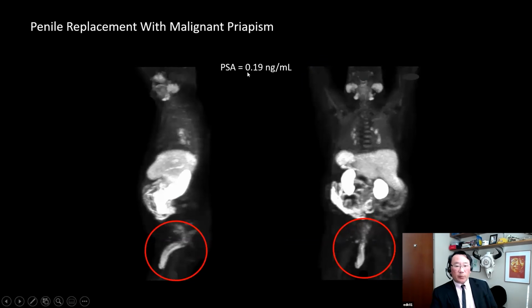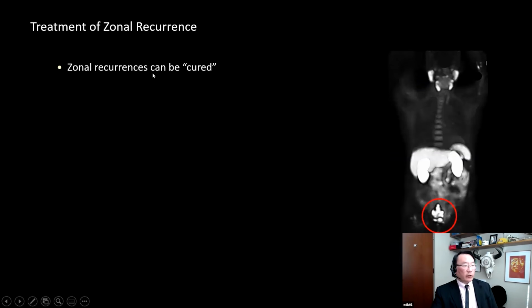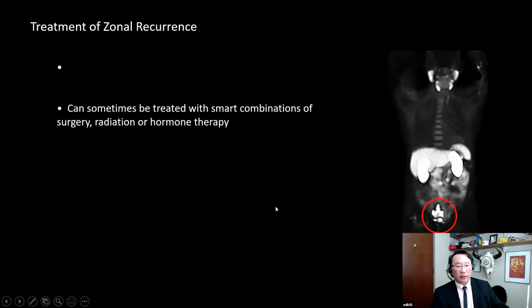Here's a gentleman that has a PSA of 0.19, and the cancer is completely replacing his penis. So this is a zone. This is a zonal recurrence of prostate cancer. Here's a gentleman that has PSA of 31.2, but all of his disease is in the top part of his lung. And this patient was treated with surgery with excellent outcome. So zonal recurrences can be cured. Many of the patients I showed you, they've been cured.